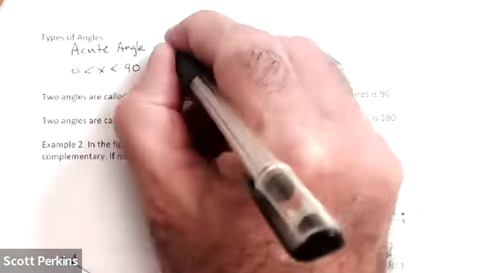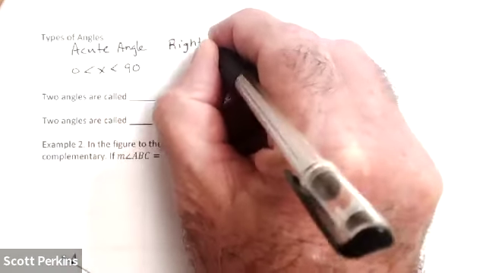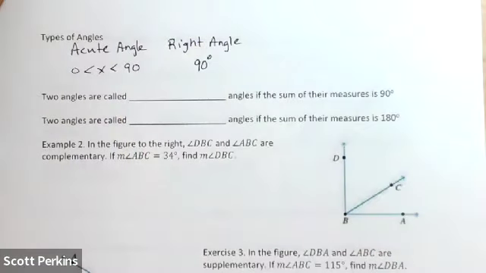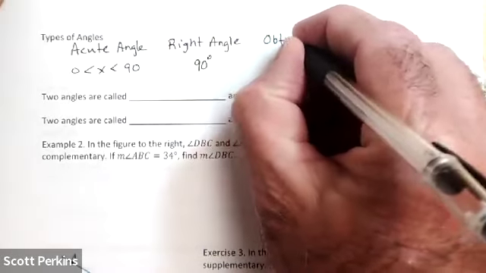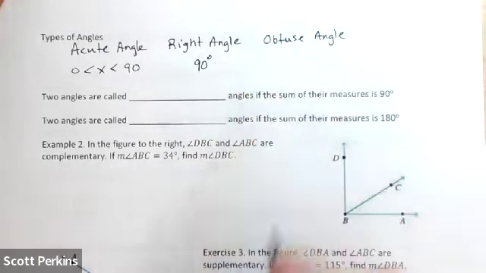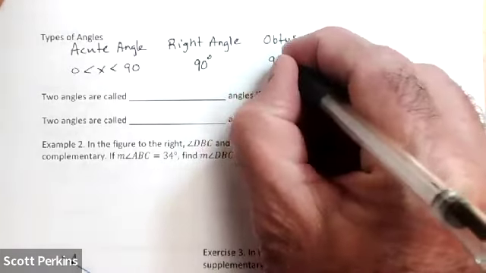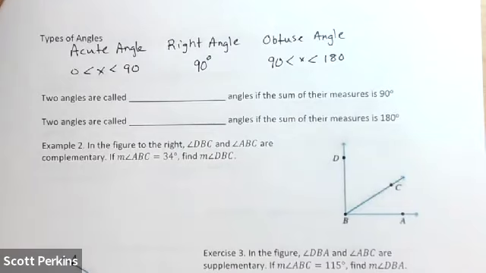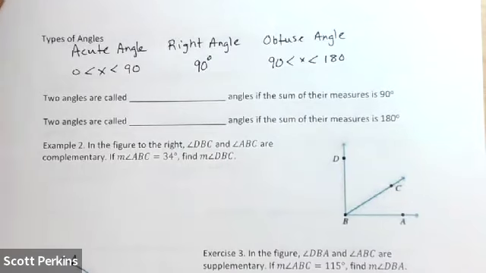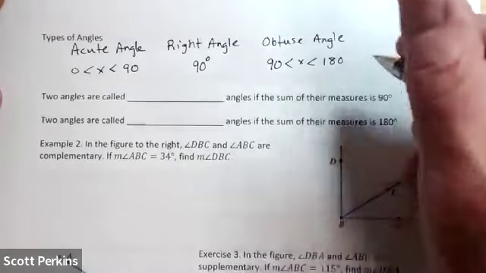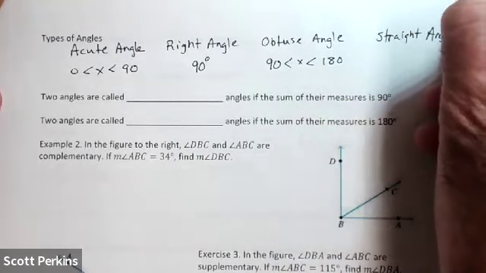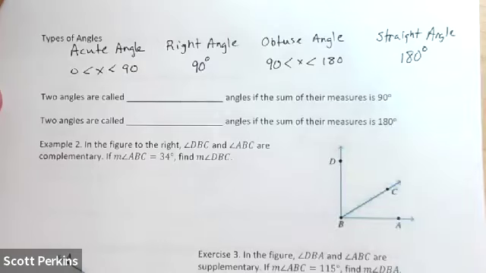So the next one, as I've already spoiled the surprise, is called a right angle. And a right angle is a strictly 90 degree angle. The next type of angle is called an obtuse angle. An obtuse angle is bigger than 90, but less than 180 degrees. And then finally, the fourth type of angle is called a straight angle. It is strictly the two rays are 180 degrees apart.